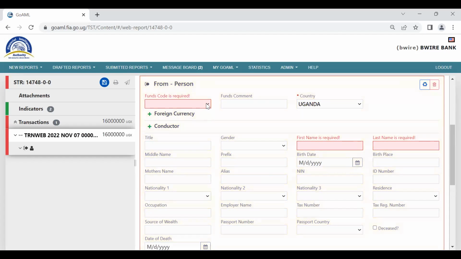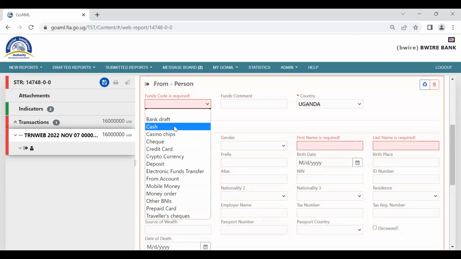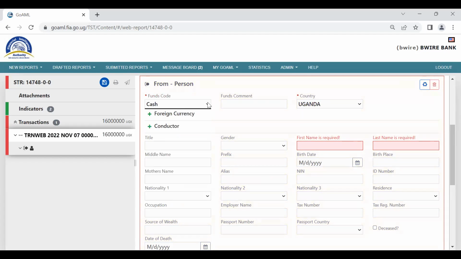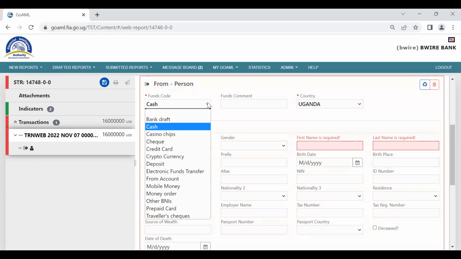And this was, I think, cash involved. So I think, what can we call this?